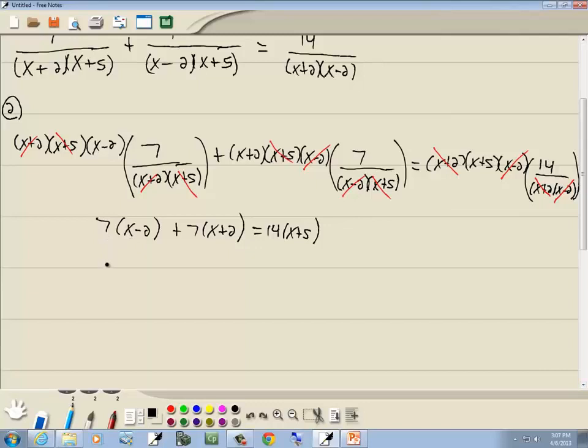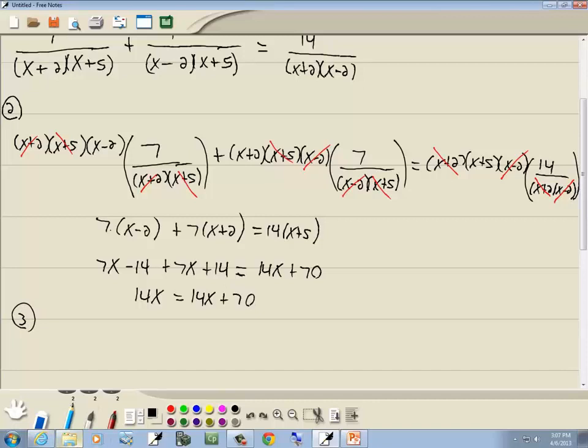Well, 7 times x is 7x. 7 times negative 2 is negative 14. 7 times x is 7x. And 7 times positive 2 is positive 14. 14 times x is 14x. 14 times 5 gives us 70. Well, combine together like terms in any step. 7x plus 7x is 14x. Negative 14 plus 14 cancels. And then the right side remains as is.